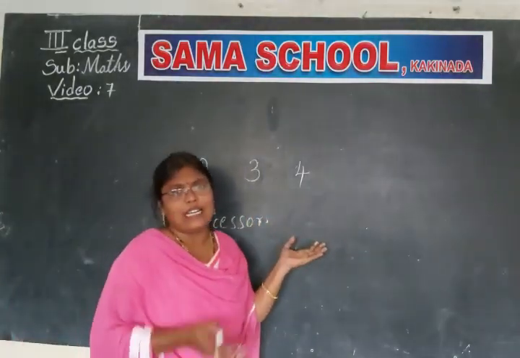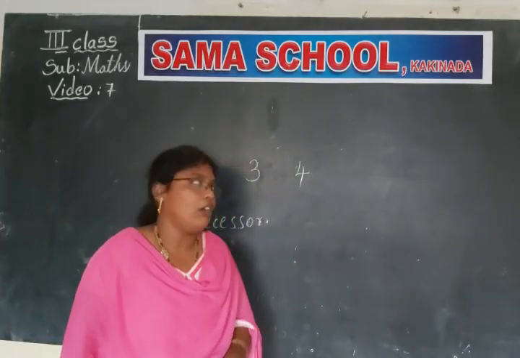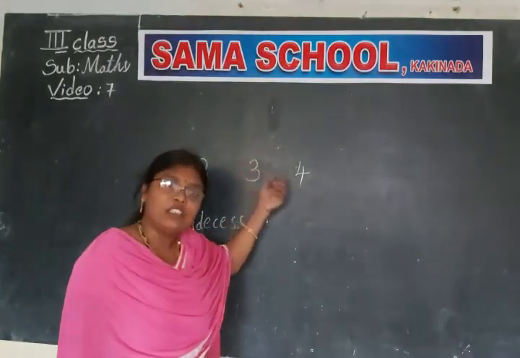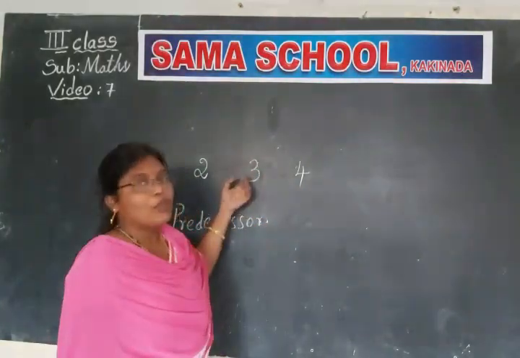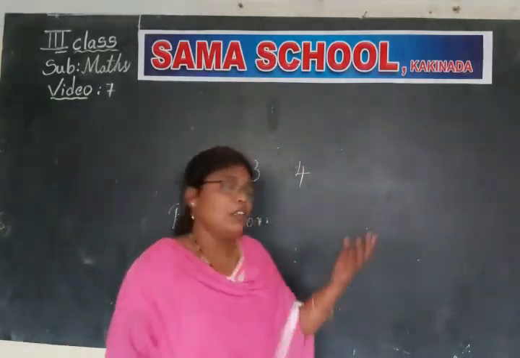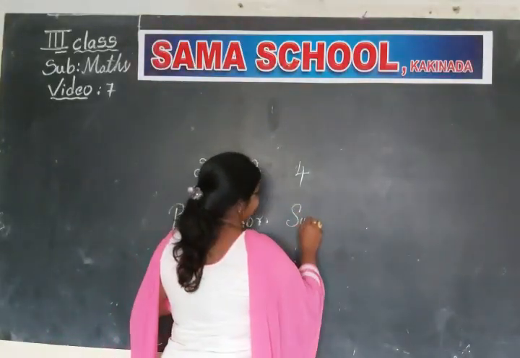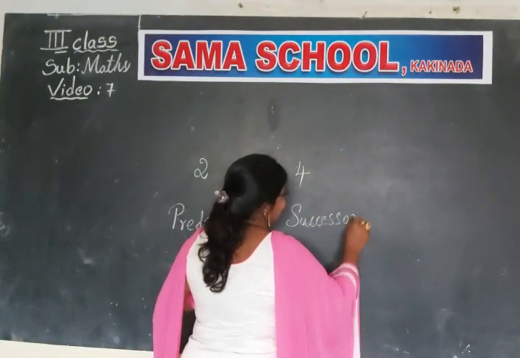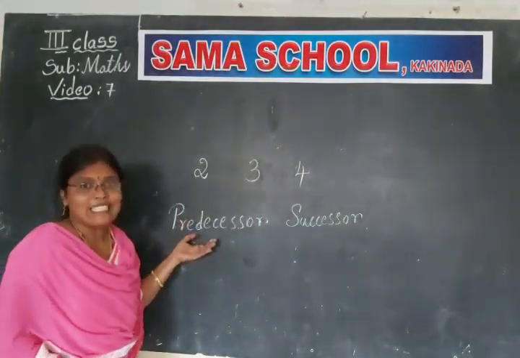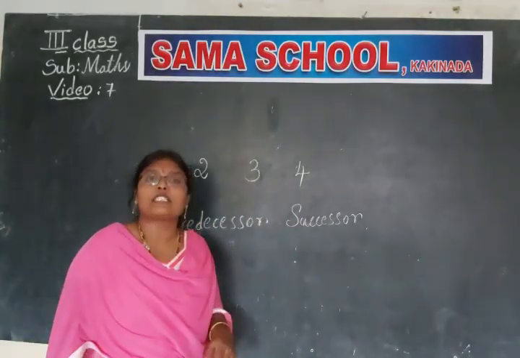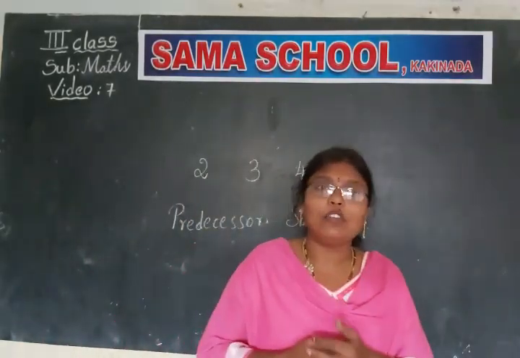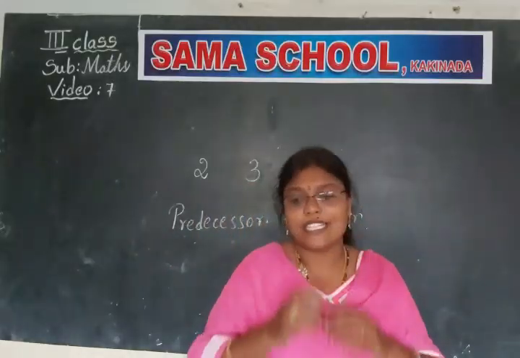Now you are in 3rd standard, and next year to which class you will go? 4th class, right? So here 4 is after 3, right? So children, what will call the after number? What is the new term for after number? That is successor. What is that, children? Successor. Before number or previous number is called predecessor, and the after number is called successor. So today we are going to learn about successor and predecessor.